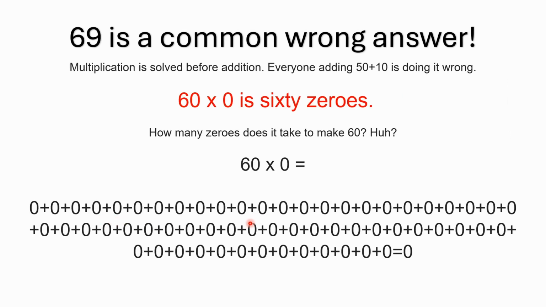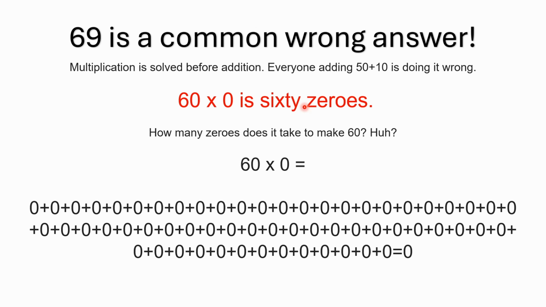Another wrong answer, which is really troublesome, is 69. You've got to remember that multiplication is solved before addition. A lot of people are coming into this problem and they're adding 50 plus 10 first. And then the other thing a lot of people are doing is they completely forget how to multiply by zero. I'll hear people say, well, if I have 60 donuts and I multiply those 60 donuts by zero, I still have my 60 donuts. But what that individual just did is they've described addition just fine. 60 plus 0 is 60, but they did not describe multiplication.